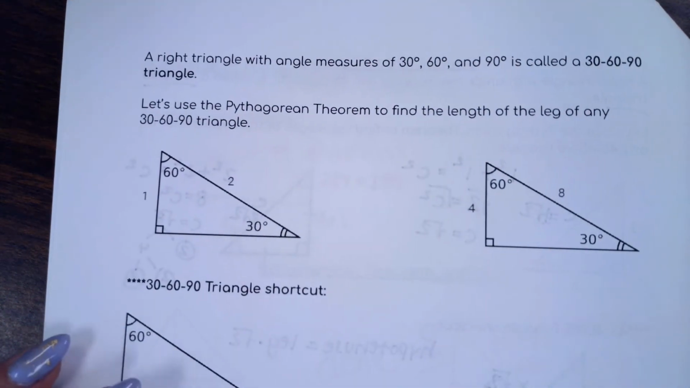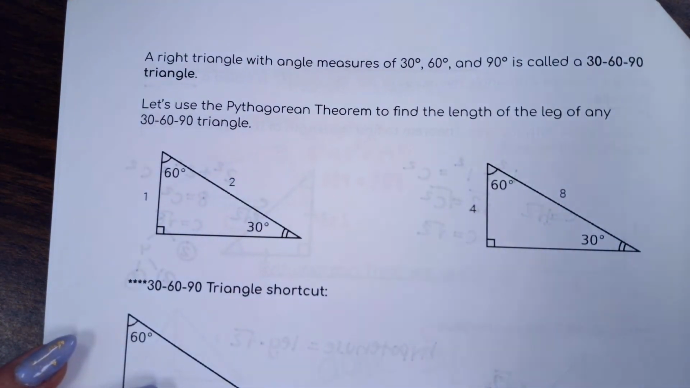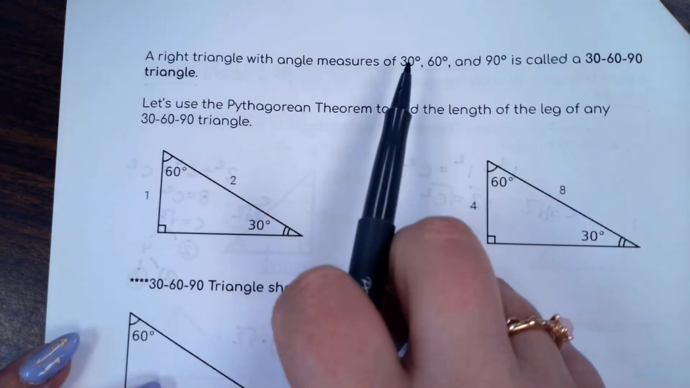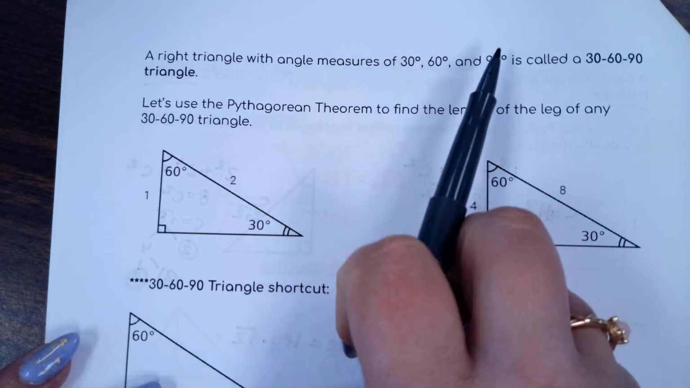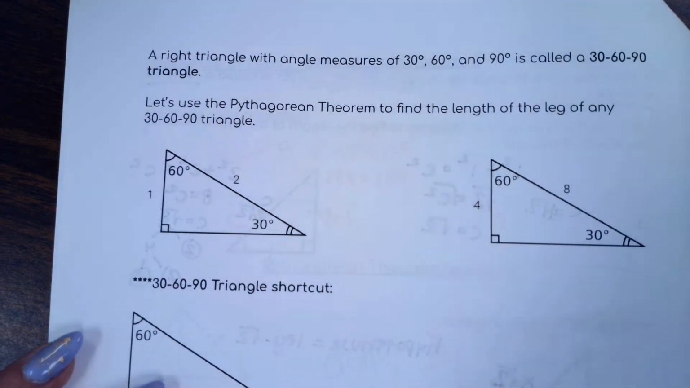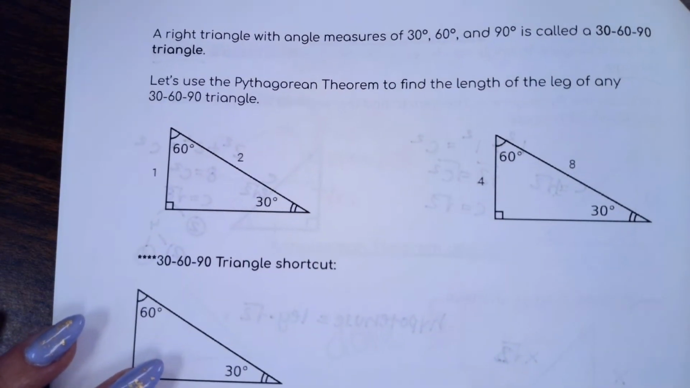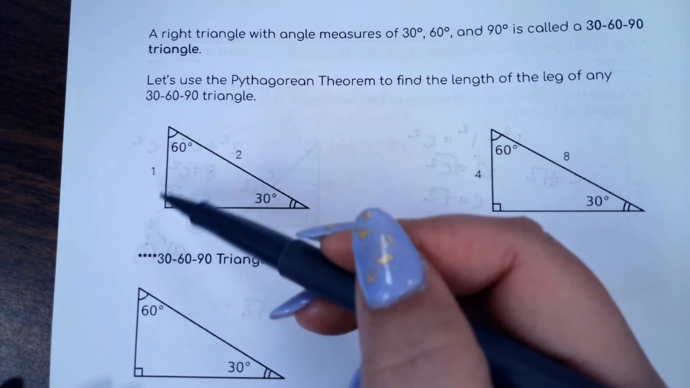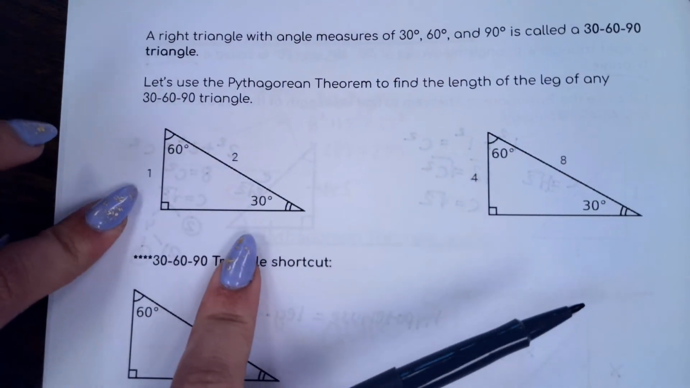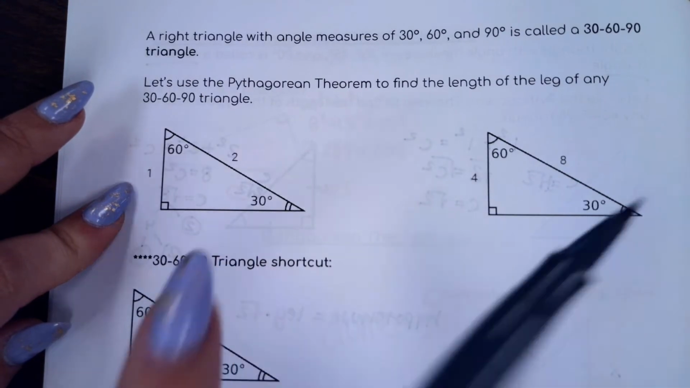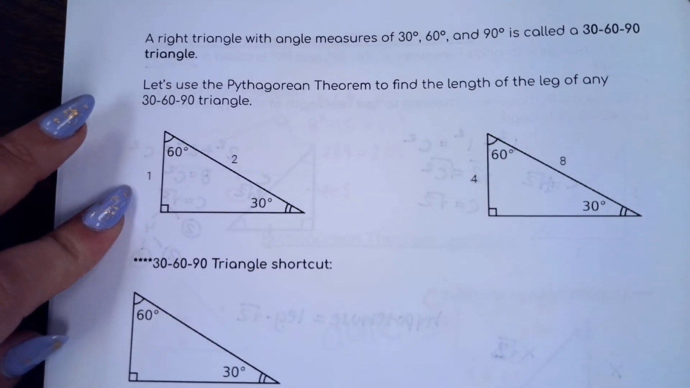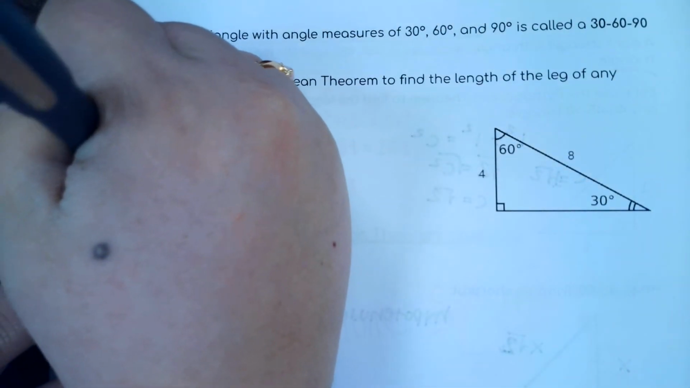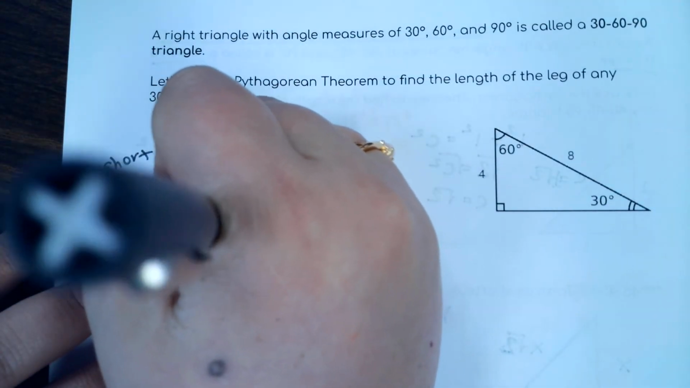All right, so page 8, we have another type of special right triangle. This time it's called a 30, 60, 90 triangle, which, you guessed it, is a right triangle with measures 30 degrees, 60 degrees, 90 degrees. In a 30, 60, 90 triangle, we of course still have the hypotenuse, right? That's always across from our right angle. And then we have our two legs. Unlike 45, 45, 90, where the legs are equal, we have a shorter leg and a longer leg. So this is our short leg, and this is our long leg.